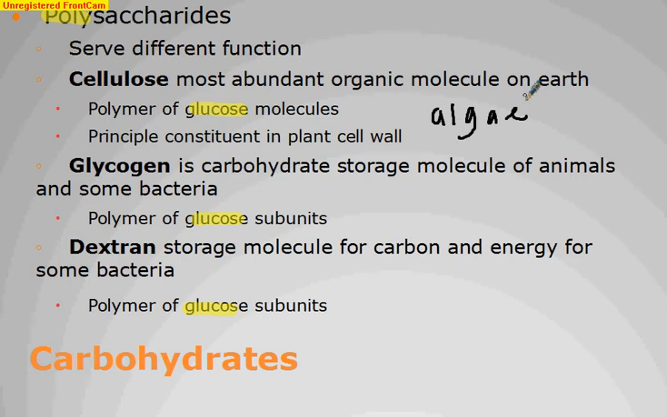Glycogen is how animals store glucose. Some bacteria use glycogen, but if we're talking about us as humans, we are storing our glucose in the form of glycogen. So cellulose is primarily a structural polysaccharide. Glycogen is a storage polysaccharide. One that you may be unfamiliar with is dextran, and this is a storage polysaccharide in bacteria. This is how bacteria would store glucose.